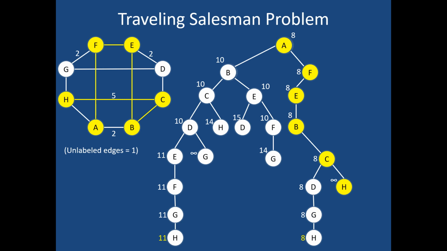We explore out. H is a dead end. E is a 12, that's too big. F is a 13, that's too big. We try going to H, and I guess we've already seen something that's at least 8, so we're done.